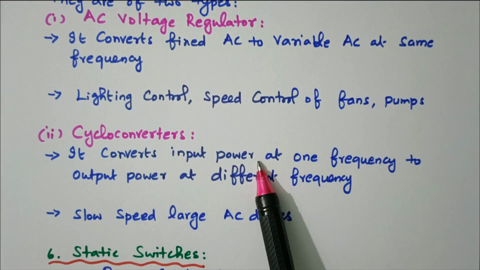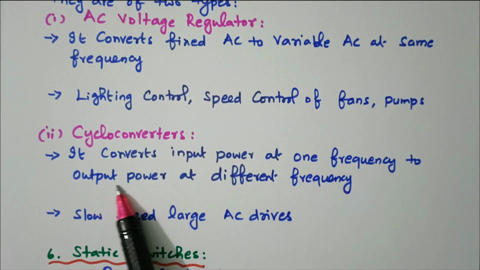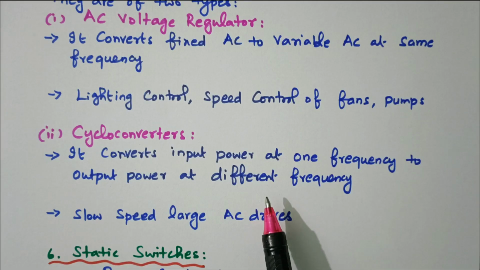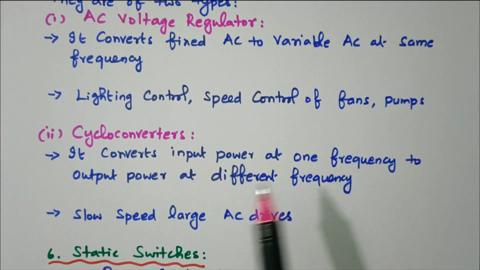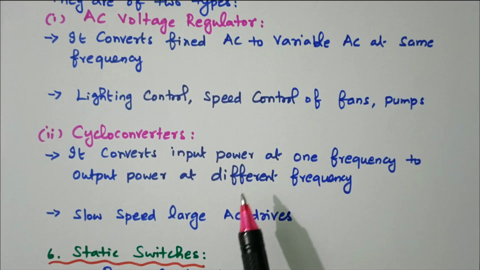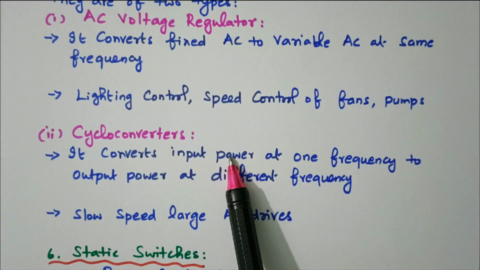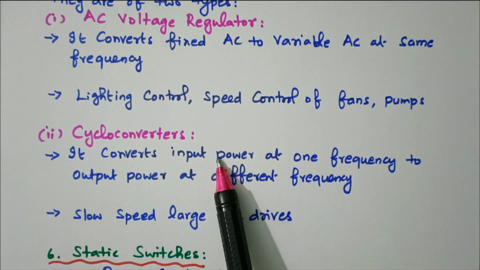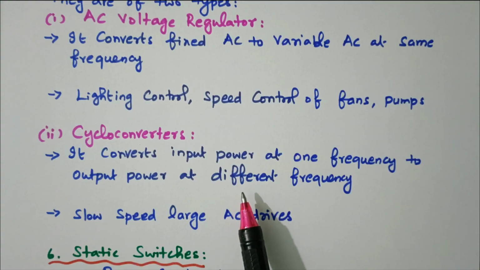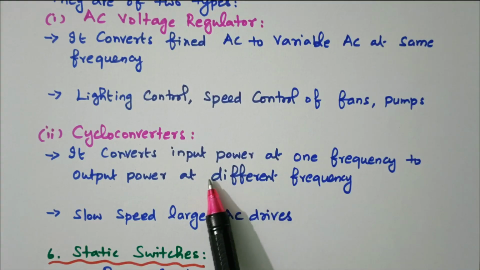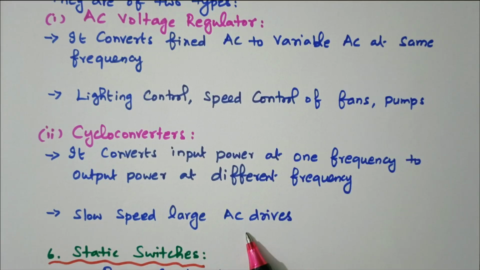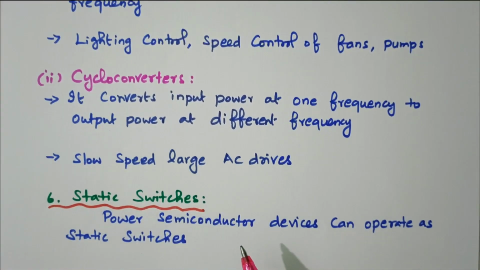We'll go to the cycloconverter. It converts input power at one frequency to output power at a different frequency. The frequency is changing. Magnitude remains constant. So input power at one frequency, output power at a different frequency. If the output power frequency is greater than the input power frequency, it's called a step-up cycloconverter. If the output power frequency is less than the input power frequency, it means step-down cycloconverter. So here we are keeping magnitude constant and the frequency is varied. It is used in slow speed large AC drives, because in an AC drive we need both frequency as well as magnitude.